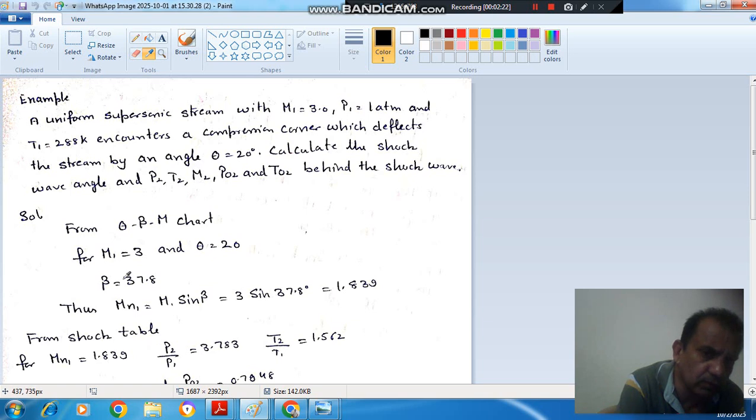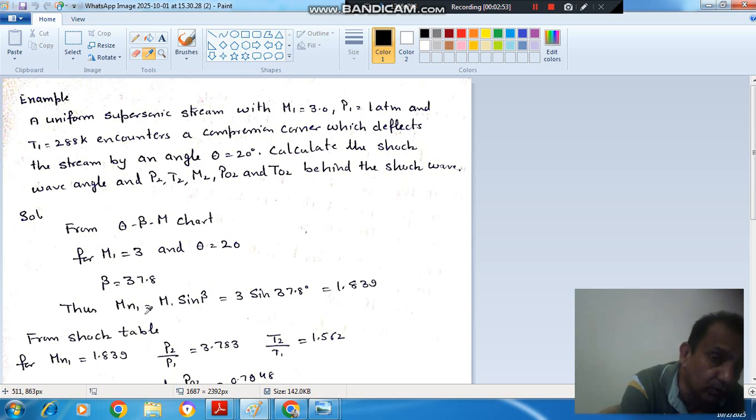Okay. So now after finding out beta corresponding to M1 equal to 3 and theta equal to 20, we can find out normal Mach number before shock, or upstream of the shock. So that is Mn1 equal to M1 sin beta. M1 is 3 and beta is 37.8, and that is 1.839, Mn1. So this is your normal Mach number.